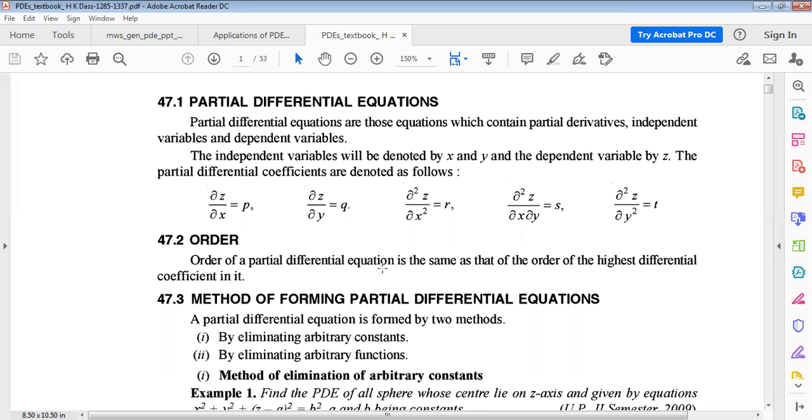So what will be the order? The order of a partial differential equation is the same as the order of the highest derivative in it. So the order will be denoted by the number of the highest derivative.